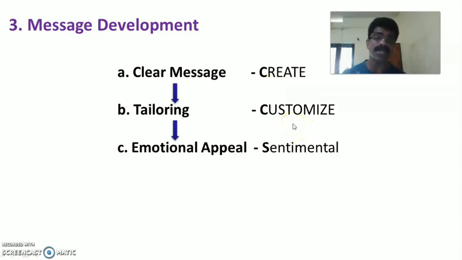Then customize that particular message. Customize means make it according to the behavior of that particular subgroup. Then make it sentimental, so they have to feel the necessity of changing healthy practice, changing their attitude, behavior and actions. So give an emotional touch. That is called sentimental. So message development includes three steps: clear message, tailoring the message, and emotional appeal. Let us discuss these three steps under message development.